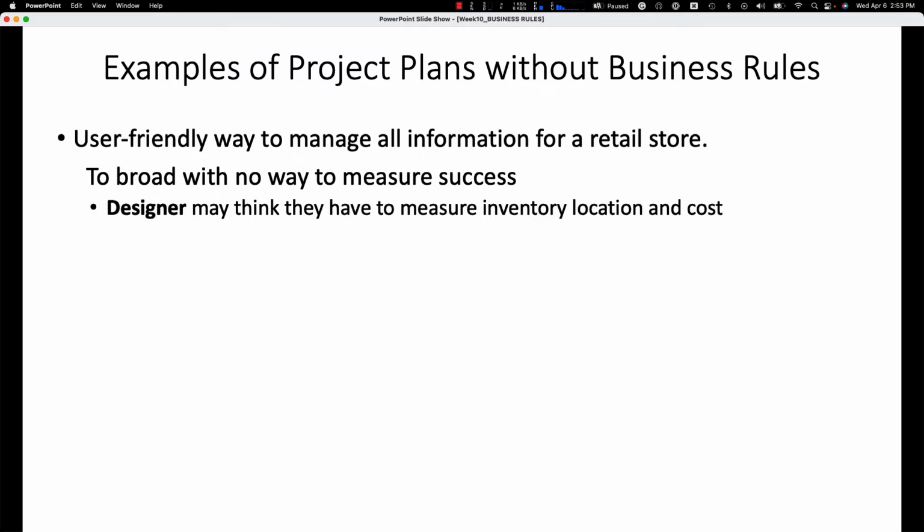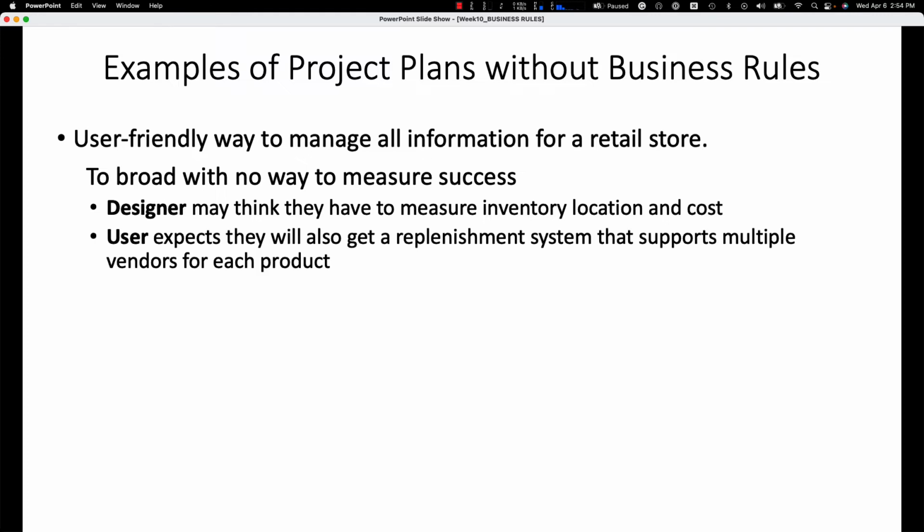Designers may think that they have to measure inventory, location, and cost, and they will have managed all the information. But the user expects them to also get a replacement system that supports multiple vendors for each product. If the designer does what he thinks, the users are going to be very upset and there'll be a lot of money wasted.